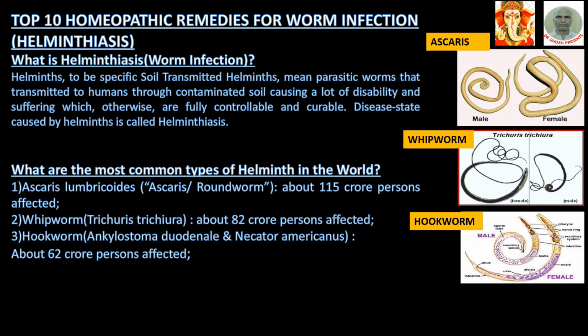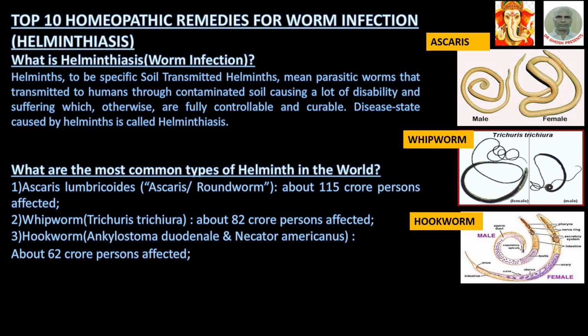Top 10 homeopathic remedies for worm infection or helminthiasis. What is helminthiasis or worm infection? Helminths, to be specific soil-transmitted helminths, are parasitic worms transmitted to humans through contaminated soil, causing a lot of disability and suffering, which otherwise are fully controllable and curable. The disease state caused by helminths is called helminthiasis. That is, helminthiasis is a disease caused by worms.